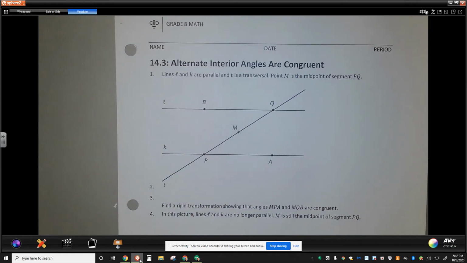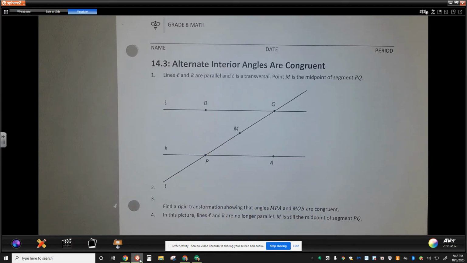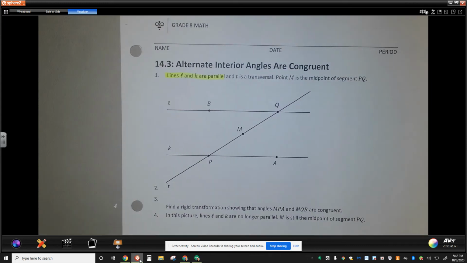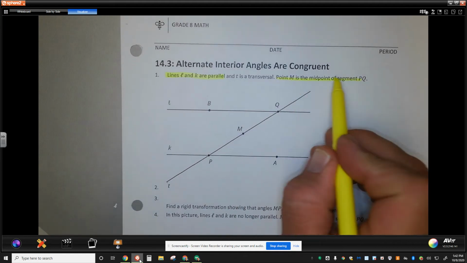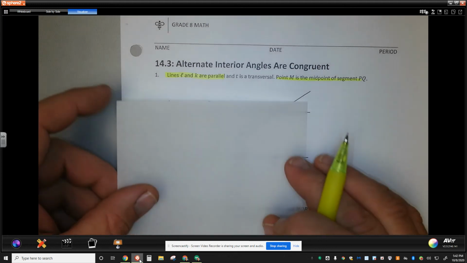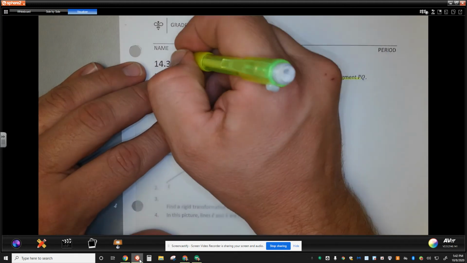We have to talk about how lines L and K are parallel. That right there is super important. So we have to know that lines are parallel before we even get going on with anything else. But we see something is different here, that they told us M is the midpoint of segment PQ. So let's use that and come to a new understanding about why or how we can claim that alternate interior angles are congruent. So this is our claim.